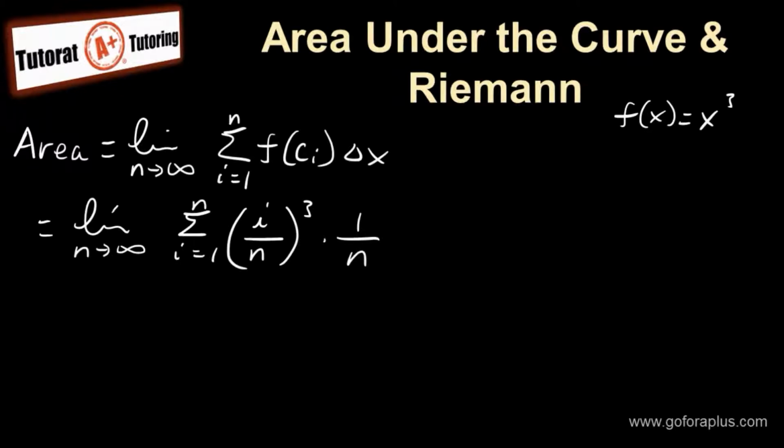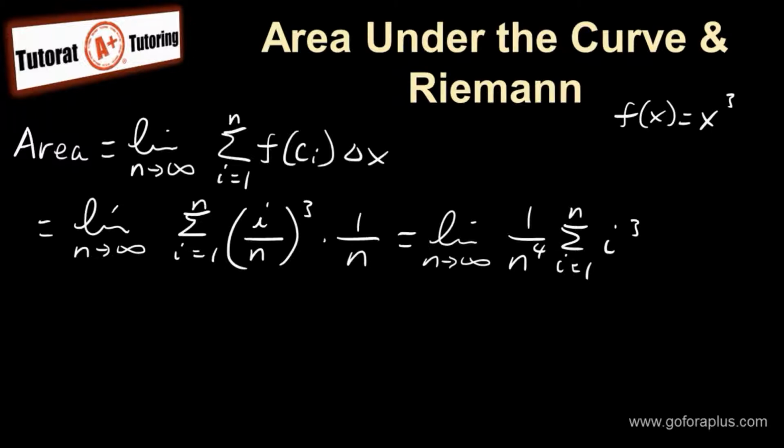Now we need to extract all the constants out of the summation. The constant is 1 over n, and we have n cubed. Okay, so the constant becomes 1 over n to the 4. Now what is inside the summation is still the i, because i is the variable. So we still have i cubed inside the summation.